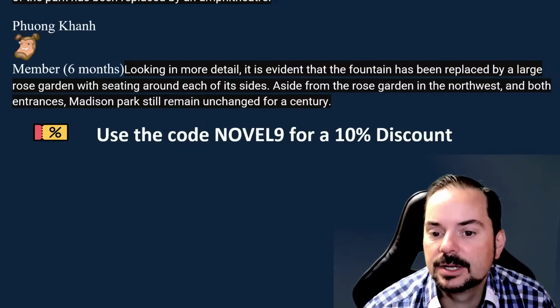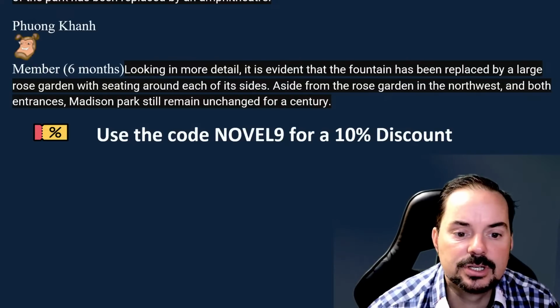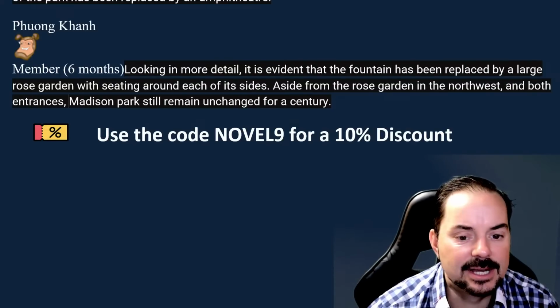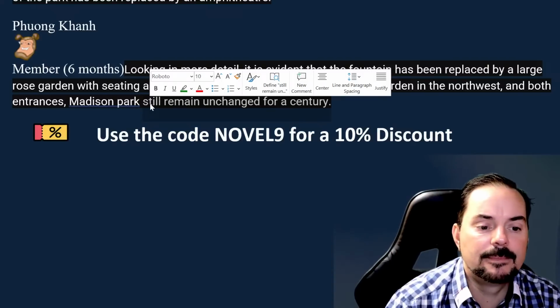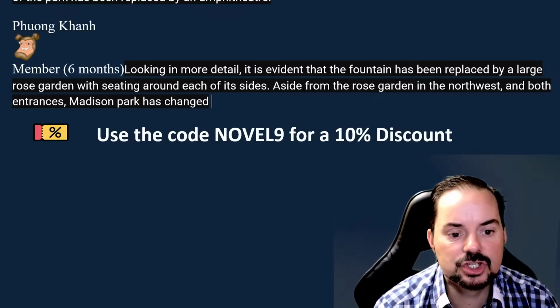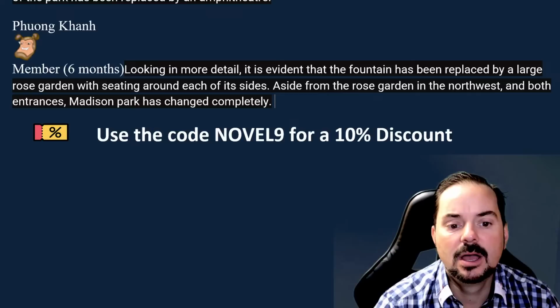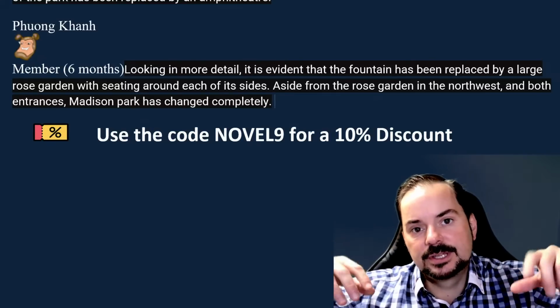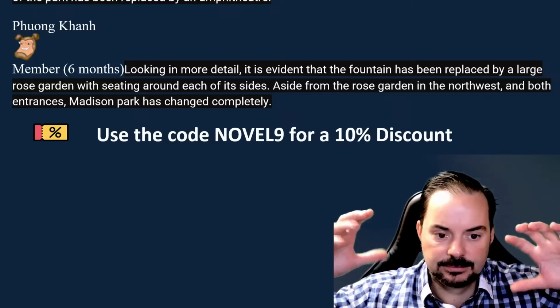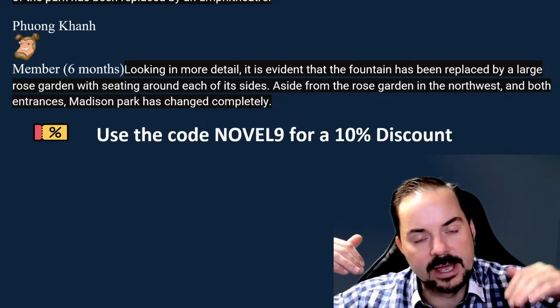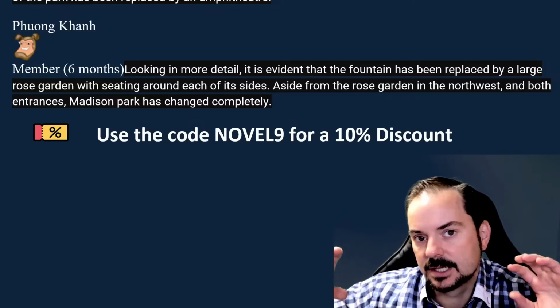Aside from the rose garden in the northwest and entrances, Madison Park has changed completely. Okay, you can't use aside with still remains. It's confusing. Okay, be careful. That would be very low band writing. It's a very confusing sentence in that way.